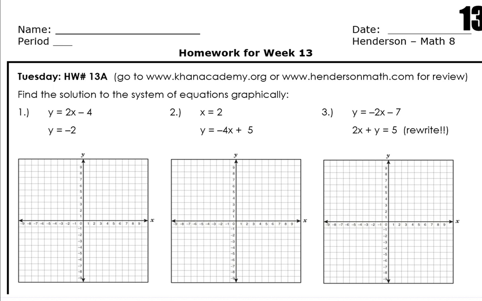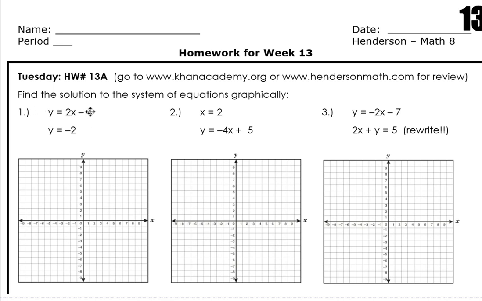Sometimes your two equations will intersect. That means they have one solution or one point in common. Sometimes the lines will be parallel, which means that they have no solutions in common. And sometimes the equations will overlap, which means that they have all points in common, or an infinite amount of solutions.